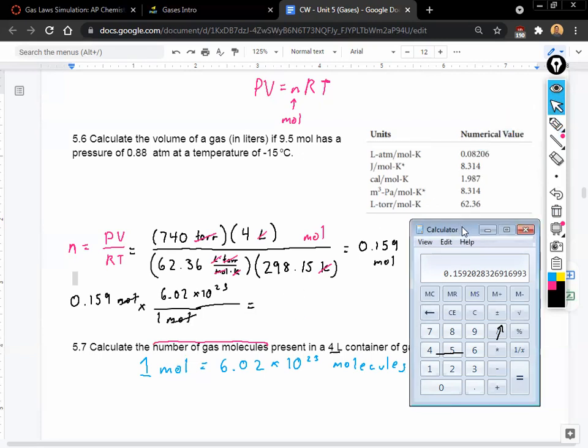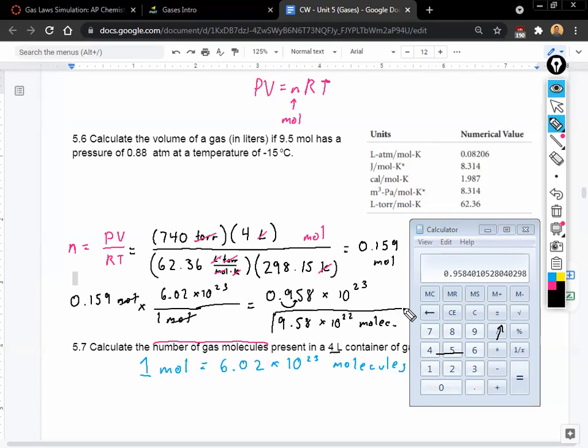If you remember, we need to do the math for the regular numbers first. We multiply what we have by 6.02, and that gives us 0.958, times 10 to the 23rd. But remember, we need to move the decimal one time to the right so there's only one number in front of it. Moving the decimal to the left would make the exponent go down, so we'll have 9.58 times 10 to the 22nd gas molecules.